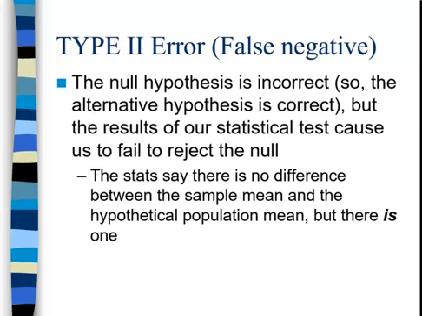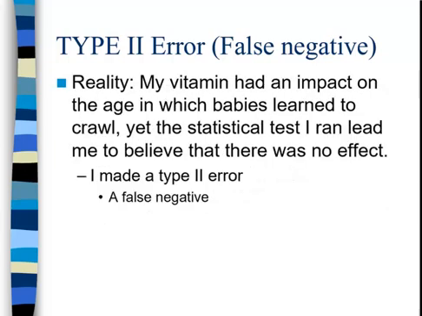So this is where the null hypothesis is incorrect. Our alternative hypothesis is correct, but the results of our statistical test cause us to fail to reject the null. So in other words, the stats say there's no difference between the sample mean and the hypothetical population mean, but in reality, there actually is a difference. So let's think about it in terms of the baby crawling data again. Let's say my vitamin had an impact on the age at which babies learn to crawl. Like in the real world, it really worked. But the statistical test I ran led me to believe that there was no effect.